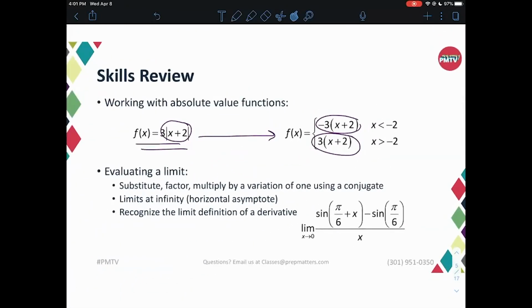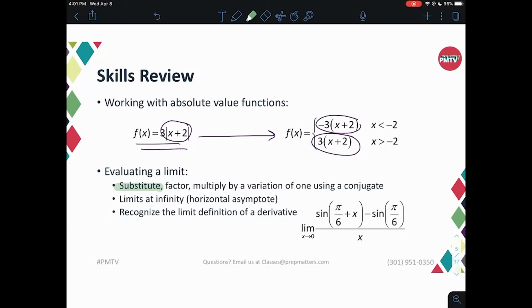And then we also talked a lot about evaluating limits in the first session. When we're trying to evaluate a limit, the very first thing that we should do is substitute in our values. Try to substitute, see if we can get something that looks nice and pretty that isn't an indeterminate form. And if we can, then great. We evaluated our limit. We know exactly what we're working with.